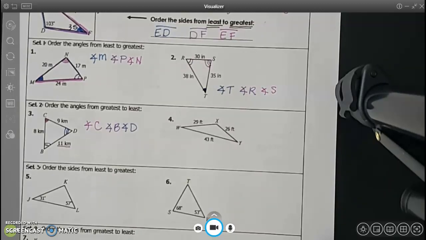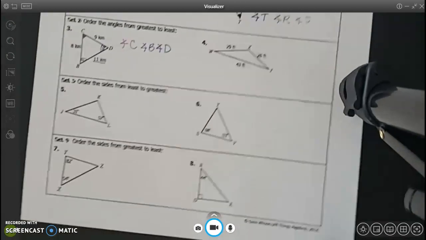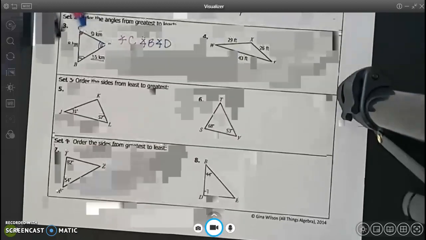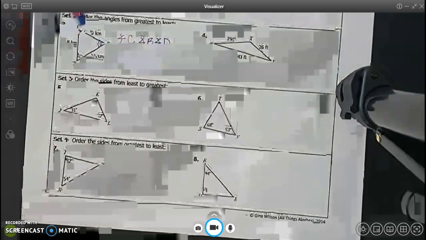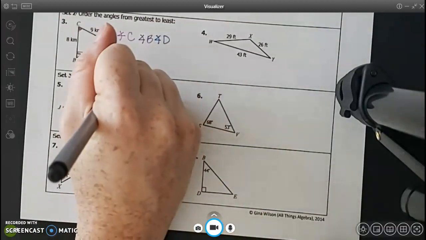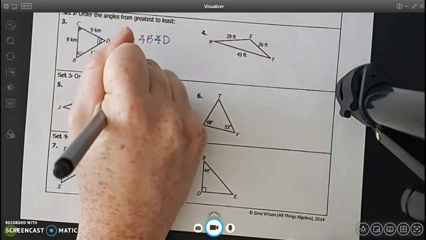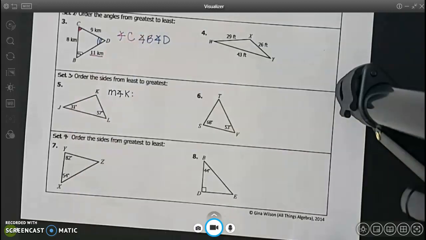Okay, set number 5, now we're going to list the sides. In this case, it's going to be from least to greatest. So from least to greatest, we're going to have to find the measure of our missing angle first. So for number 5, to find the measure of angle K, we're going to take 180 and subtract the sum of the other two angles, which is 31 plus 57.